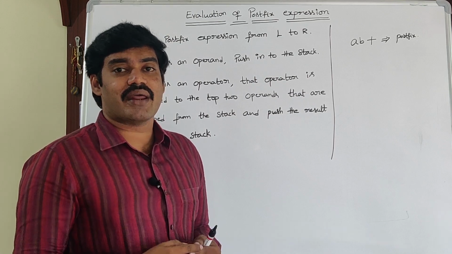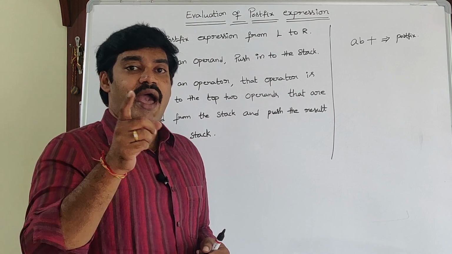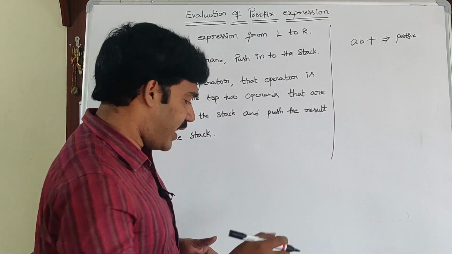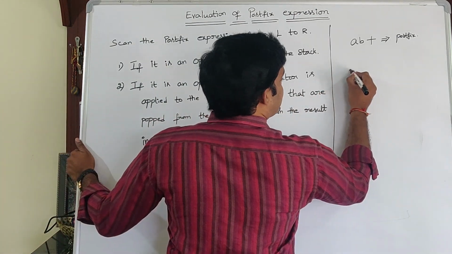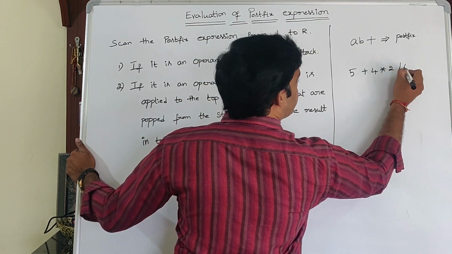Why does the compiler convert an infix expression into the postfix expression? I have explained this question in my previous video. This is the important interview question. Again, take an infix expression as 5 + 4 * 2 / 4.